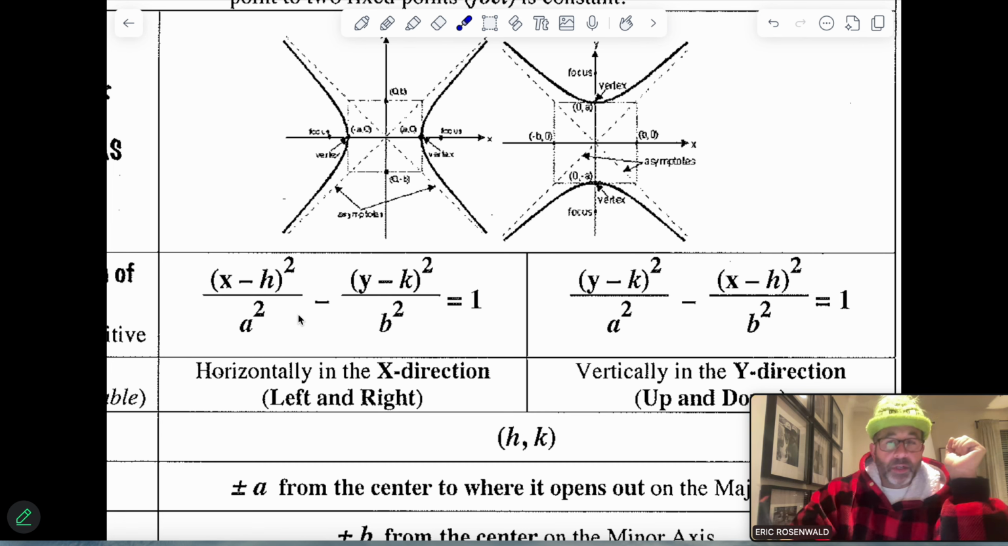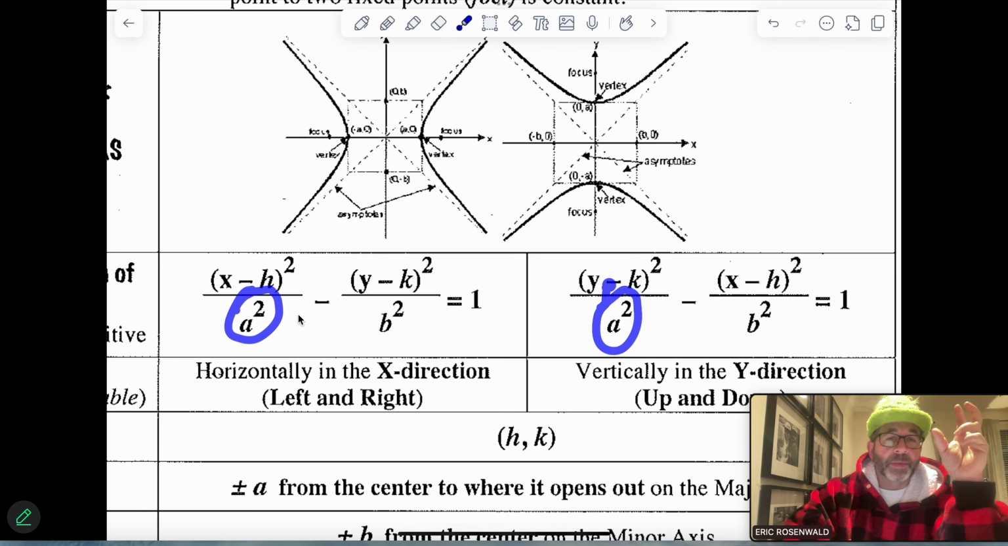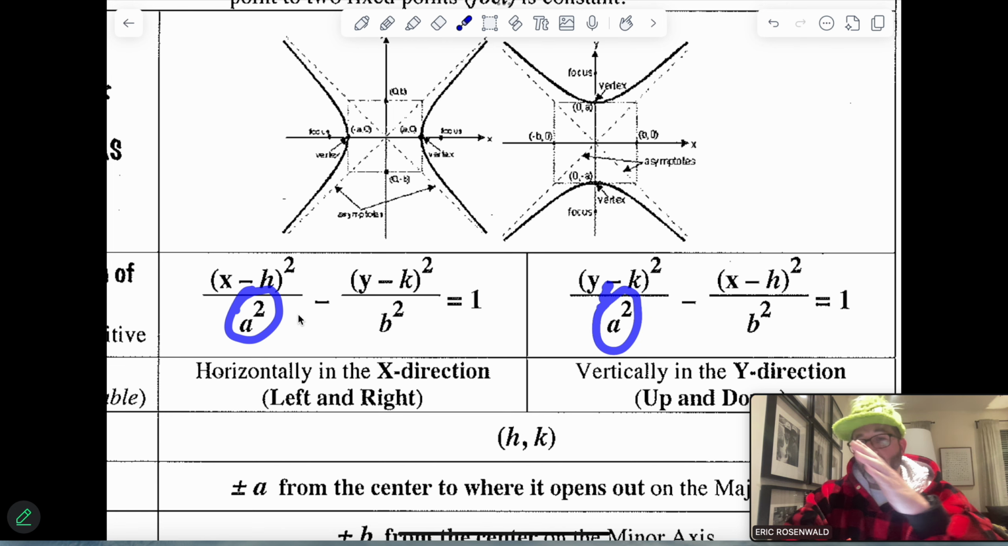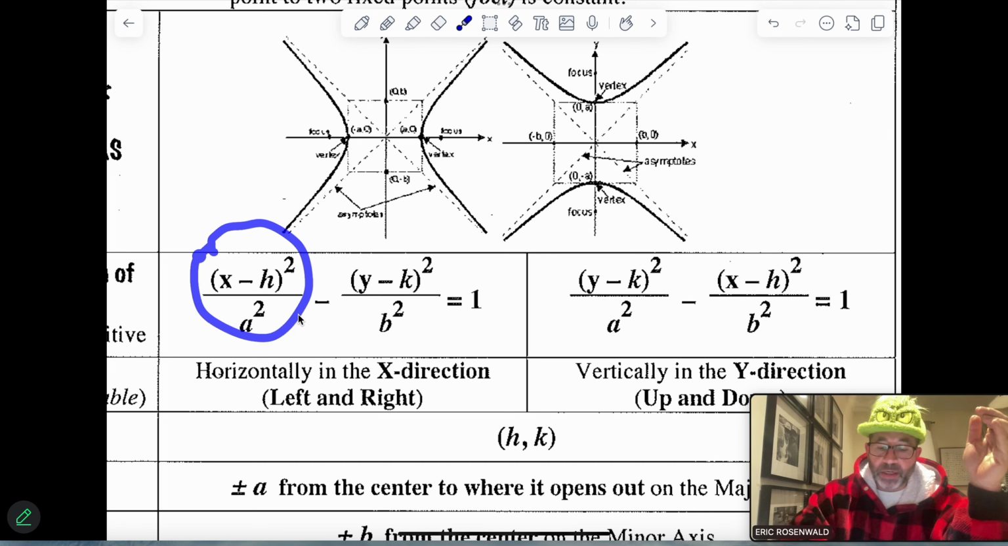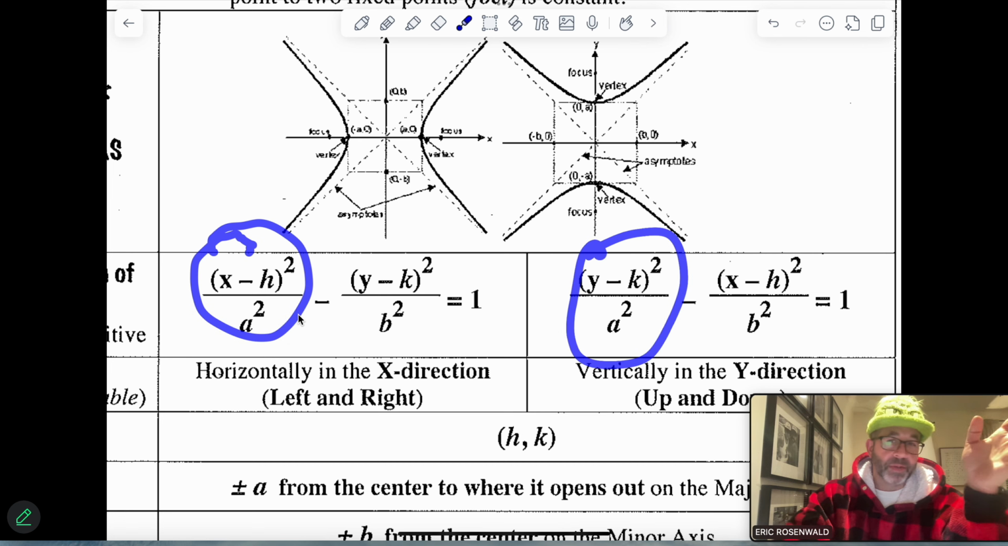The other important thing to notice is this. The a squared value in an ellipse didn't matter where it was. a squared could have been underneath the x or it could have been underneath the y. The difference is that when we're talking about a hyperbola, this one right here determines everything for us, and the first one over here determines everything.